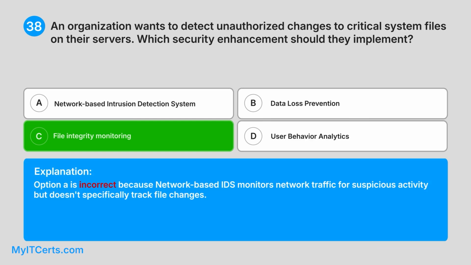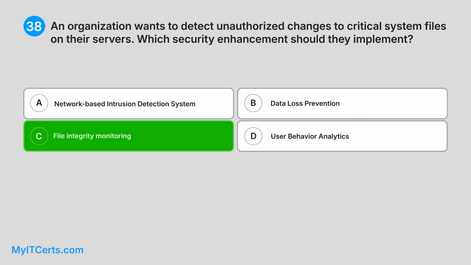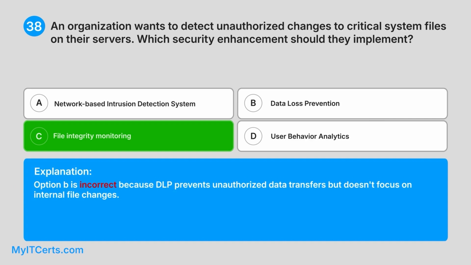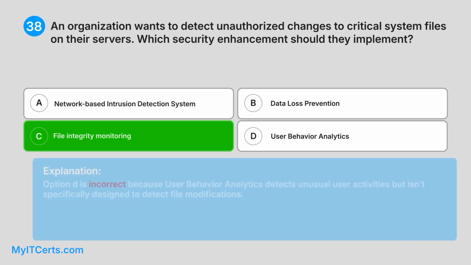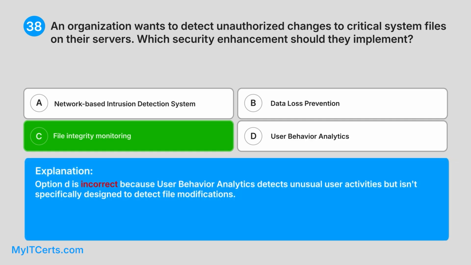Option A is incorrect because network-based IDS monitors network traffic for suspicious activity but doesn't specifically track file changes. Option B is incorrect because DLP prevents unauthorized data transfers but doesn't focus on internal file changes. Option D is incorrect because user behavior analytics detects unusual user activities but isn't specifically designed to detect file modifications.